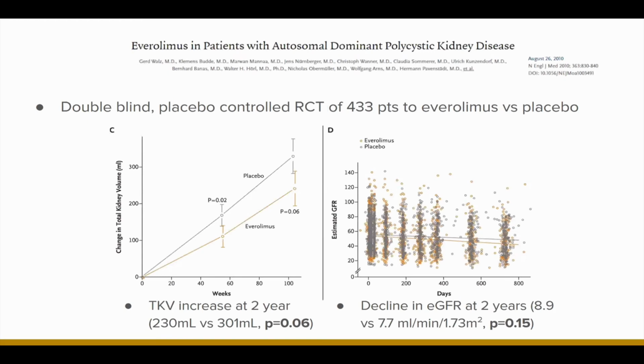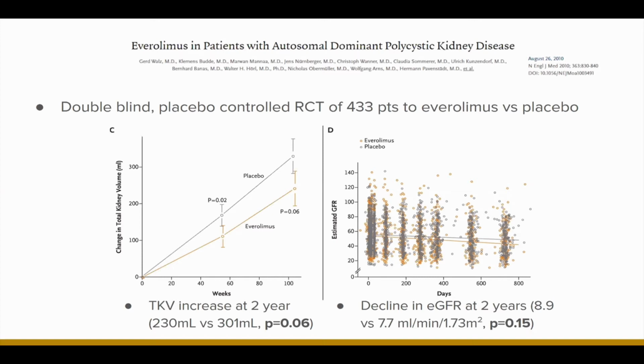mTOR inhibitors have also been a topic of interest within this patient population, given the mechanism of the disease related to this pathway. This was a double-blind, placebo-controlled, randomized control trial out of the New England Journal, evaluating 433 patients who were randomized to everolimus versus placebo, with a primary endpoint of total kidney volume increase at 1 and 2 years. And their secondary endpoint was a decline in GFR. This was a negative trial with neither endpoint being statistically significant.